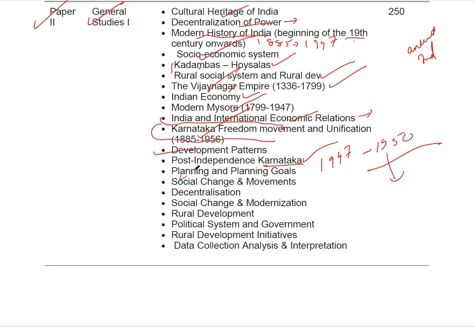Next one is planning and planning goals. That means after we got independence, how did the government plan for the development of Karnataka state, and how did this help in the overall development of India?